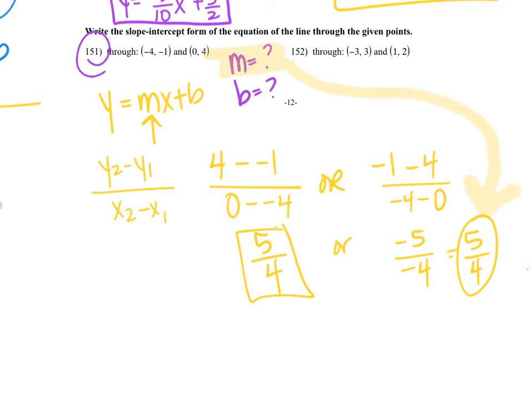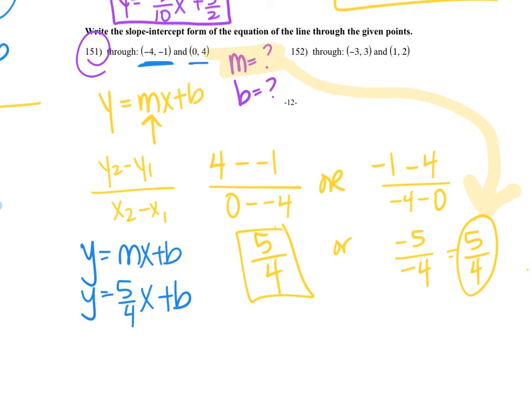So now I need to figure out my b. So I'm going to write down my slope-intercept form of a line. y equals mx plus b. And I know my m, so I'm going to write y equals 5 over 4x plus b. Now there's a lot of variables here, so pick the point. They gave you 2 points, so pick a point that is easier for you. So in red, I think that 0, 4 is an easier coordinate. So I'm going to plug those in.